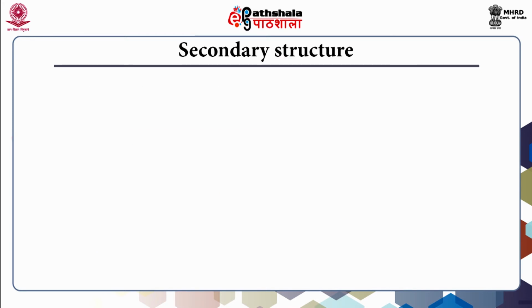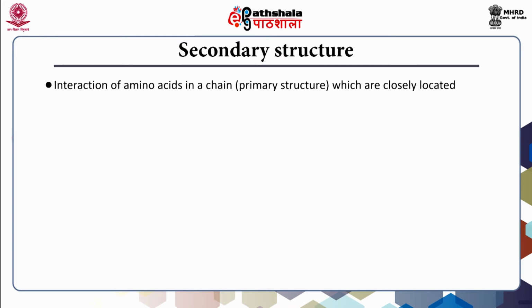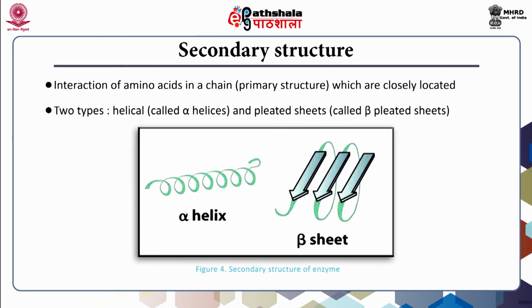The secondary structure in enzymes refers to the interaction of amino acids in a chain which are closely located. There are 2 types of secondary structures: helical, which are called the alpha helices, and pleated sheets, which are called the beta pleated sheets. We will look at the structure of alpha helices and beta pleats in details in the slides ahead.